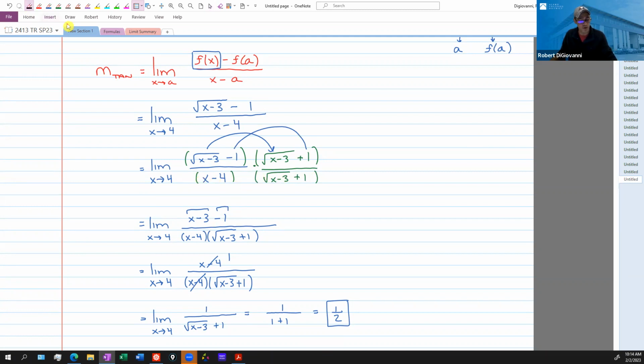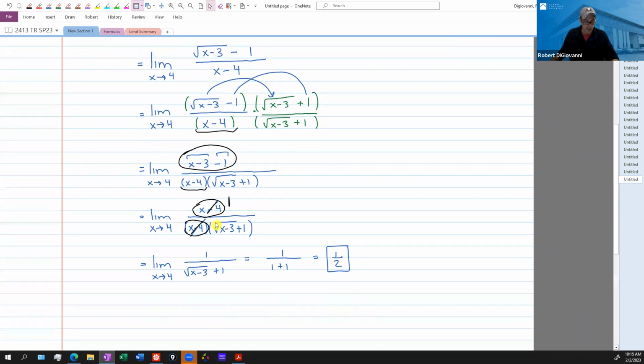Remember, our whole goal is to try and get this x minus 4 to cancel, because that's the part that's causing the division by 0. So I leave that x minus 4 here. And then fortunately for us, the x minus 3 minus 1 becomes an x minus 4. That will cancel directly with the x minus 4 on the bottom, leaving a 1 on top. And then when I let x go to 4 right here, I get 4 minus 3 is 1, and the square root of 1 is 1. So all of that becomes a 1, and 1 plus 1 on the bottom is 2, so you get a half.